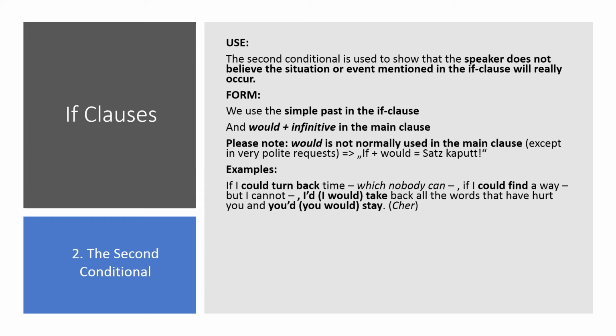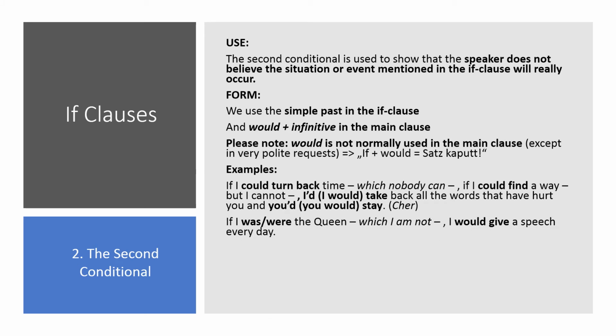So both if clauses, there are two, have the simple past, could, and both main clauses have I would plus the infinitive, take and stay. And they express the singer's wish that she could change something, but at the same time her knowledge that she cannot, that it is impossible to change this.